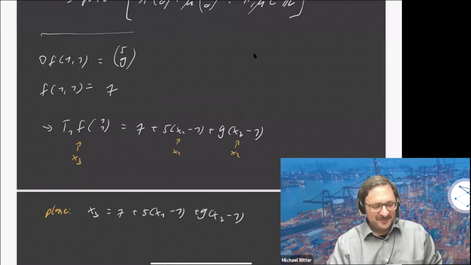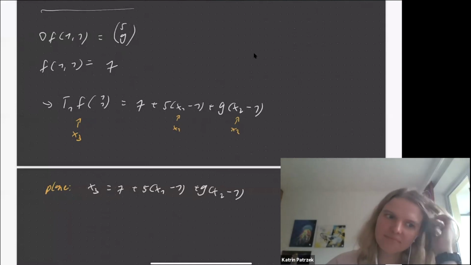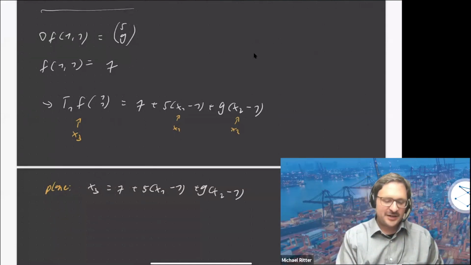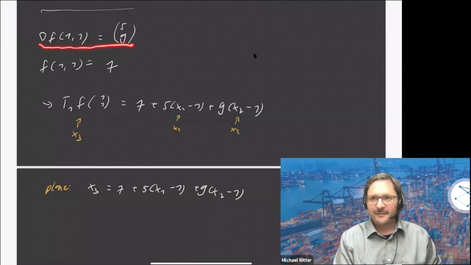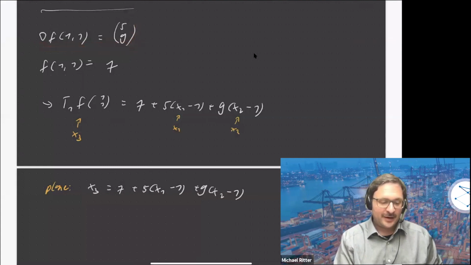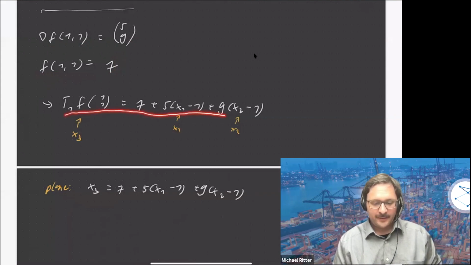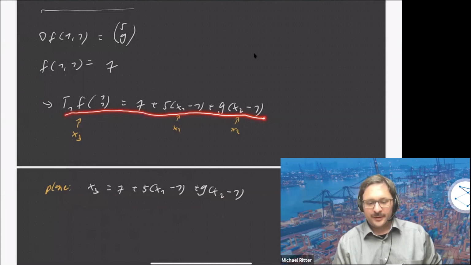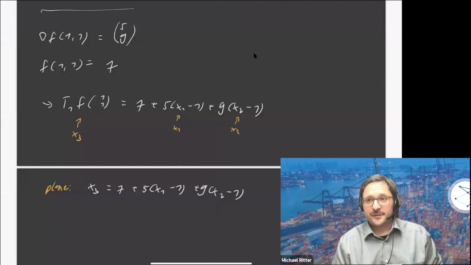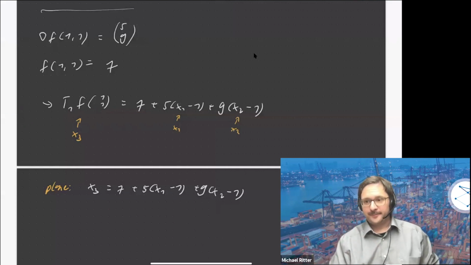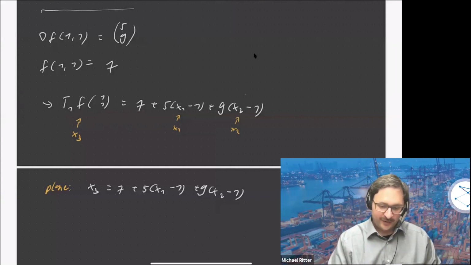Okay, so let's start over. So we want a Taylor approximation for a given function of order 1. And let's just say we have computed the gradient of f at the point (1, 1). We want the approximation at (1, 1). The gradient is (5, 9). And we have the function value that is 7. So the Taylor approximation is this. You can just compute that using Taylor's formula. This is the Taylor approximation of order 1. So that means that describes a plane. The graph of that function is a plane. That's the plane we're looking for. So what we want is the graph of this T1.